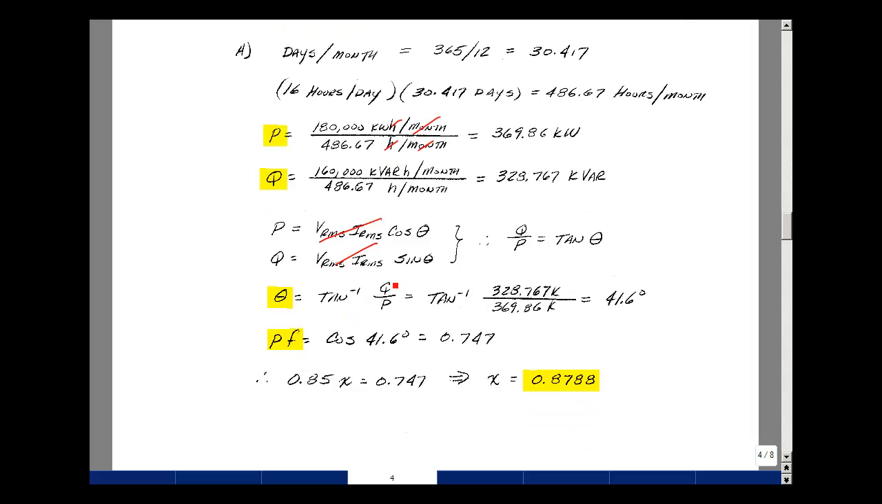So the arctangent of the reactive power over the real power would be 328.767 K over 369.86 K, and that's an angle then of 41.6 degrees. Power factor then is 0.747. Now we're trying to get up to 0.85, so how much short are we? 0.85 times X would give us 0.747. X would be 0.8788.